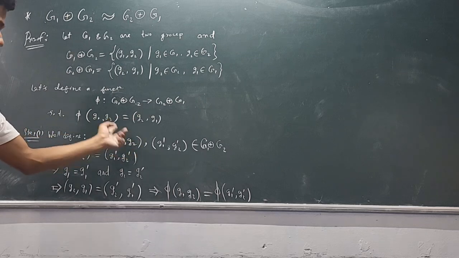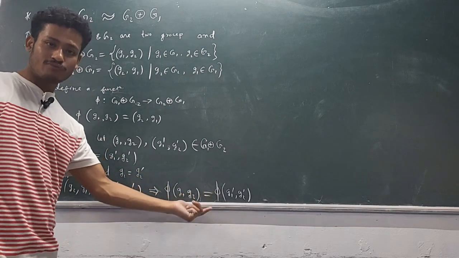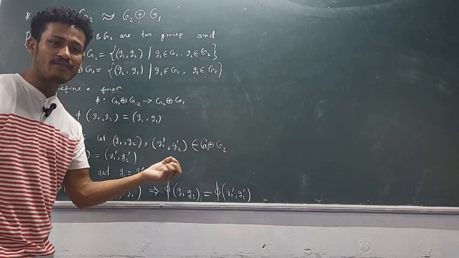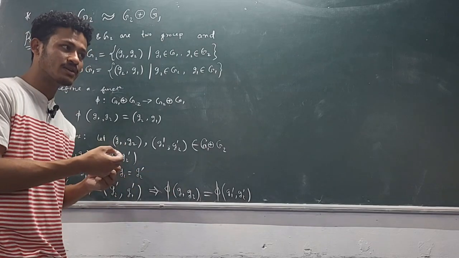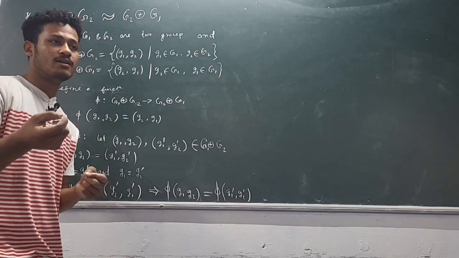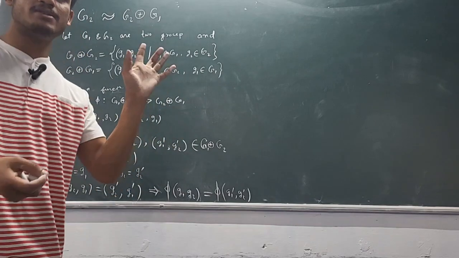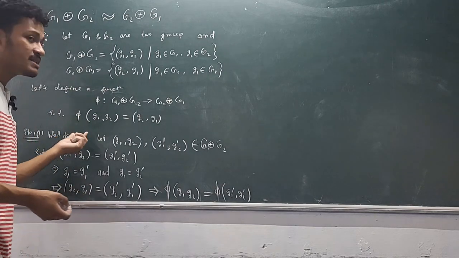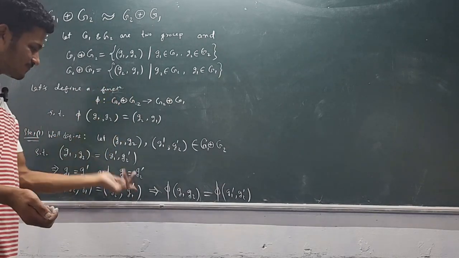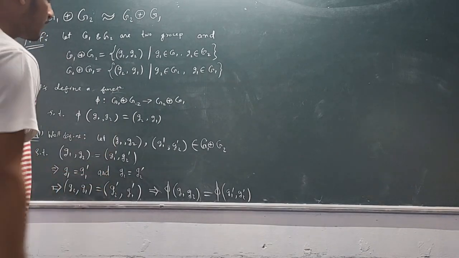According to the definition of this function, if the elements are equal in the domain, then their images are equal. Same elements have same image. Two elements are equal, then their images are equal. That means one element has only one image. Every element of this group has a unique image. So well defined. Hence well defined.